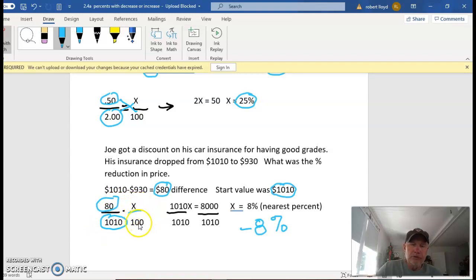equals X over 100. When you cross multiply, you get 1,010 X equals 8,000. When you divide by the number of X's on both sides, you get 8%, and technically it should be negative 8% because it went down.